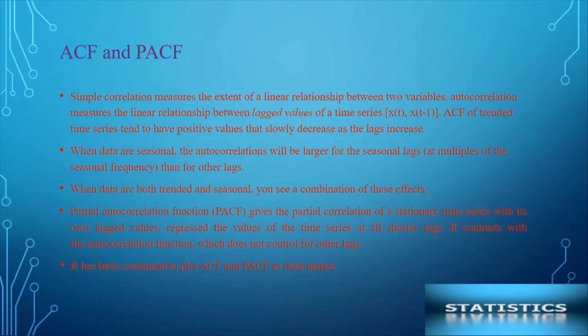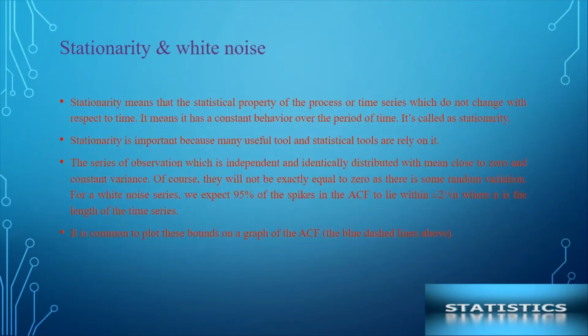The partial autocorrelation function gives the partial correlation of a stationary time series with its own lag values, regressing the values of the time series on all shorter lags while keeping the others constant. R has basic commands to plot ACF and PACF, as their names suggest, so there is nothing else to do to plot the ACF and PACF.